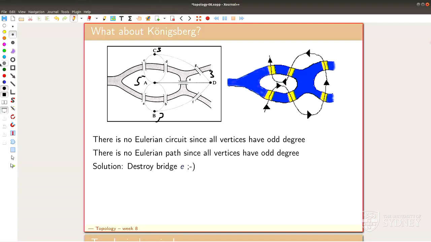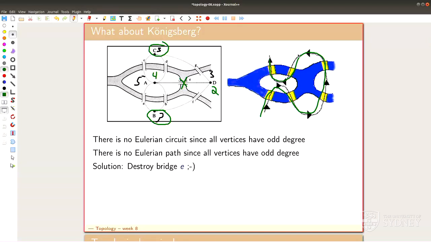But what you can do, for example, that was a proposed solution here. You could destroy bridge E. So if you destroy bridge E, the vertex goes away. This has now degree 2. This doesn't change. And this has degree 4. So this could be the start, and this could be the end vertex. And indeed, here you have a little path that passes all bridges exactly once. It's a little bit of a drastic solution, I guess, but in principle that could work.